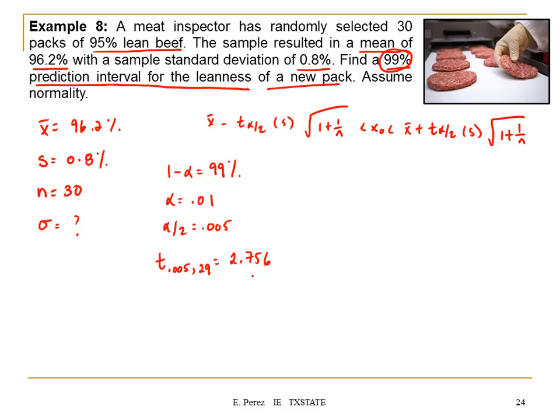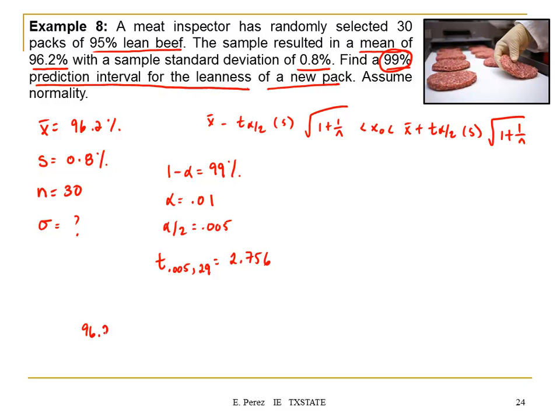Again, this is coming from the t-distribution table. We have n equals 30, so n minus 1 degrees of freedom equals 29. We have the t-value for the confidence interval. We have the standard deviation of the sample, which we need. We have the size of the sample, and we have x bar. So we can compute this interval as follows.